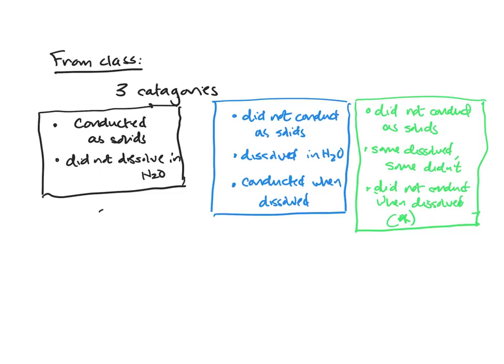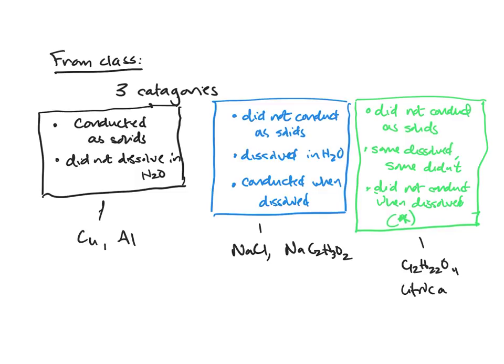And so if we look at these three groups of substances and at what they were made of, the things that conducted as solids and didn't dissolve in water were copper and aluminum. This group was sodium chloride, sodium acetate, and this group was something like sugar, citric acid, etc., paraffin.